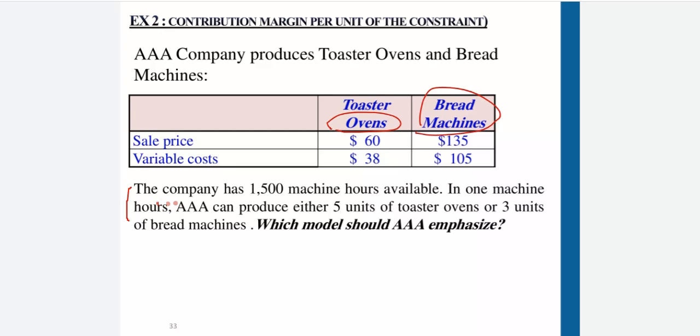The company has 1500 machine hours available. برضو جاب لي سيرة machine hours بس أكمل قراءة. In one machine hour AAA can produce either 5 units of toaster ovens، يا إما 3 bread machines. Which model should AAA emphasize? When I answer this, I will not only say toasters, oven, or bread machine. I will support my answer with what? With numbers, calculations, and write my decision also. Remember this.